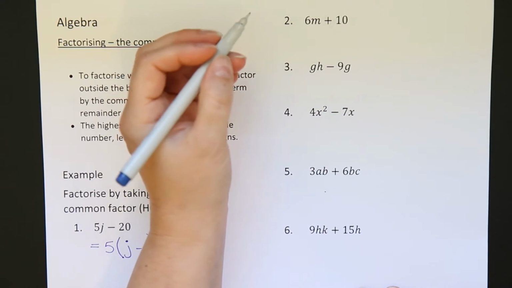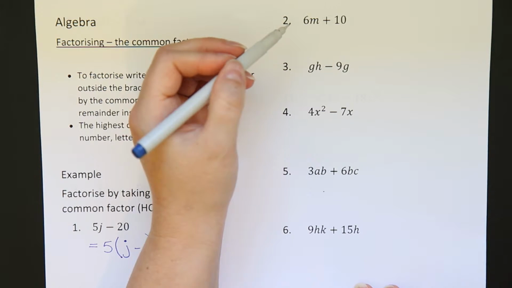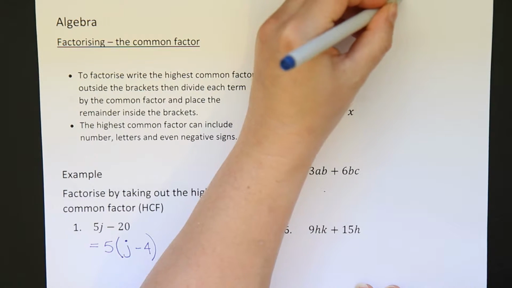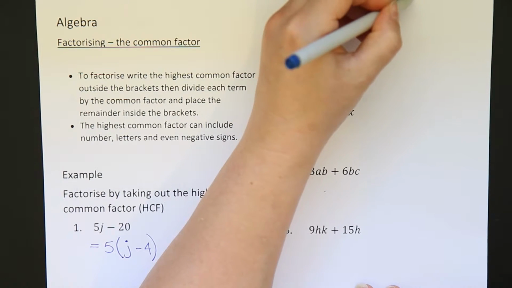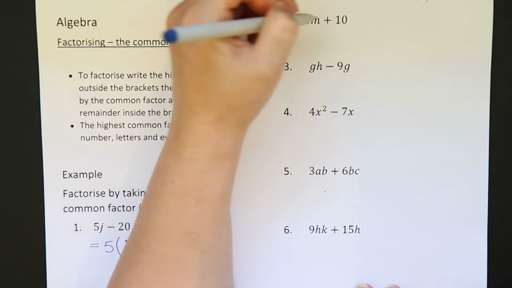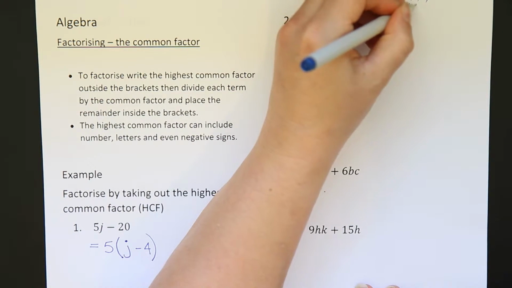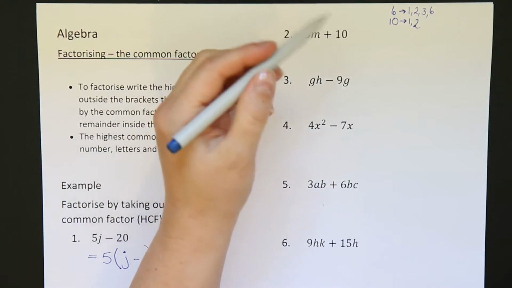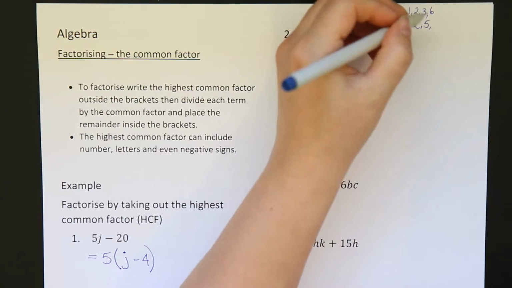Let's try it again with question 2. 6m plus 10. Well, is there a common factor there? Oh, yes, in the numbers. So sometimes if you're not very good at timetables, you might want to write yourself a little list. 6 can be divided by 1, but that doesn't do much. It can be divided by 2, it can be divided by 3, or it can be divided by 6. 10, my other number here, can be divided by 1, it can be divided by 2. It can be divided by 5 and it can be divided by 10.